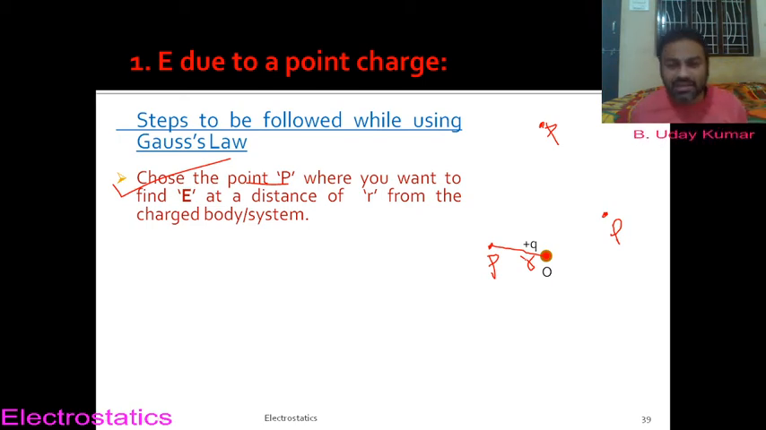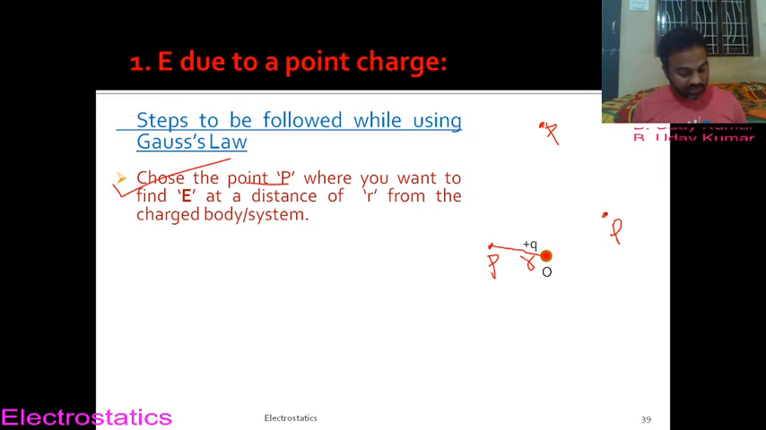You can take the distance by any symbol that you want. You can take it as capital R, you can take it as small r, whatever it may be, but for convenience in our coming derivation and also in this derivation, I always choose that point P from the charged system by smaller only. Okay, so please remember it.